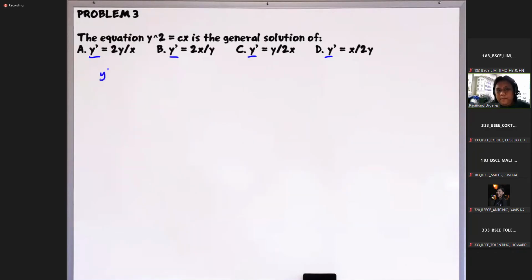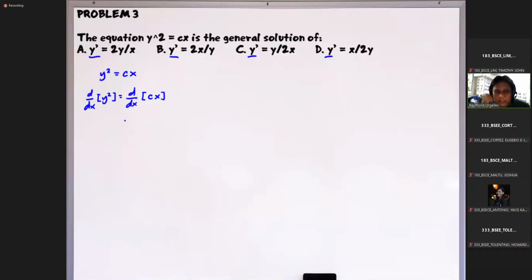Y squared is equal to cx. Okay? So again, one solution syempre dito is we can directly get the derivative. Since we're solving for y prime, we can do implicit differentiation dito, by getting the derivative of both sides. Syempre, pwede rin naman ang gawin natin yung sa partial derivative, pero iwan ko na sa inyo kung gusto nyo gamitin yung partial derivative. Okay? Nakuha ba?